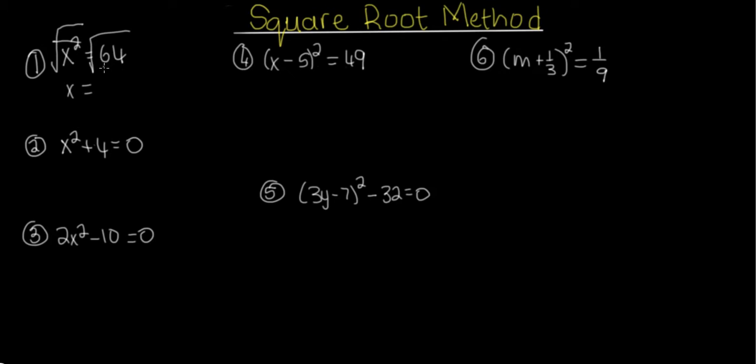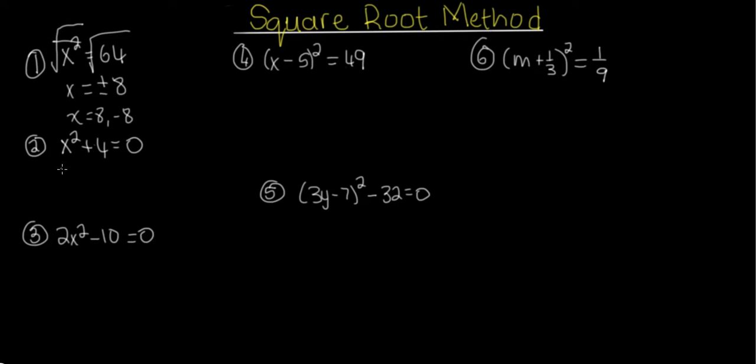What is the square root of 64? You may know that to be 8, but when you're solving, it's going to be plus or minus 8, or in other words, a positive 8 and a negative 8, because 8 times 8 is 64, and also negative 8 times negative 8 is 64. So since I have the x by itself, I am done. My answer for number 1 will be 8 and negative 8.